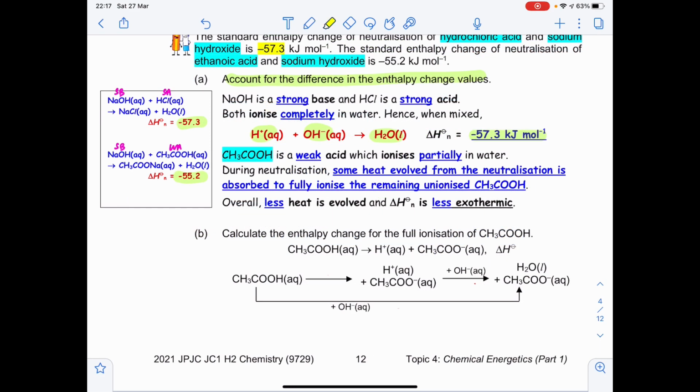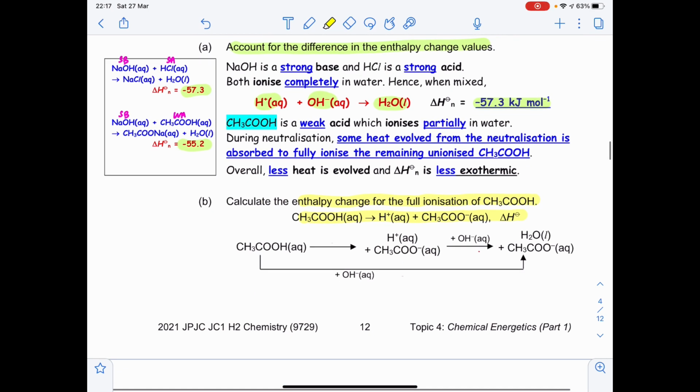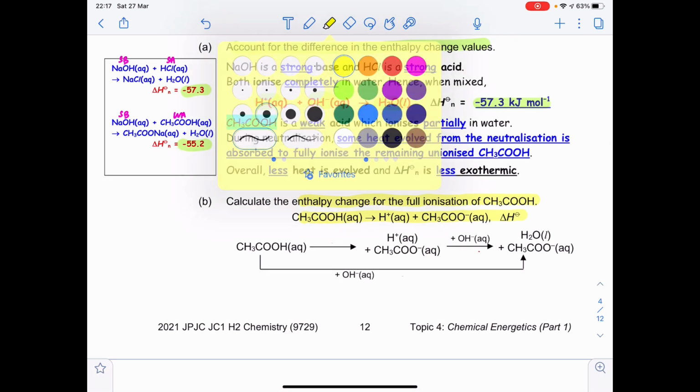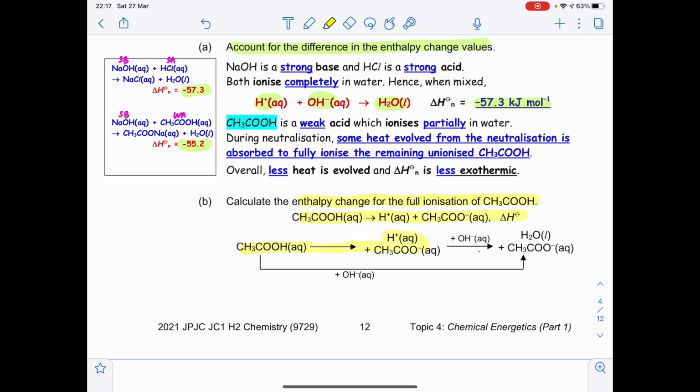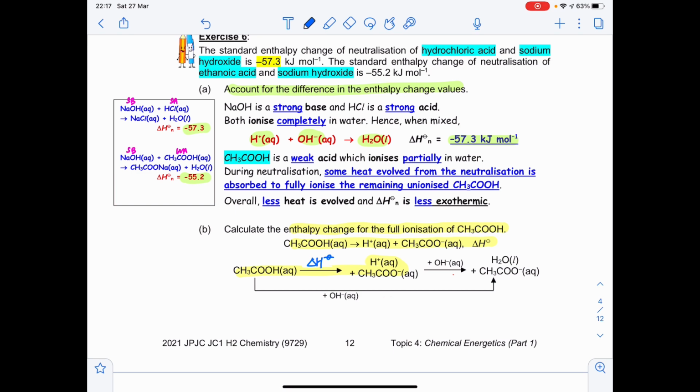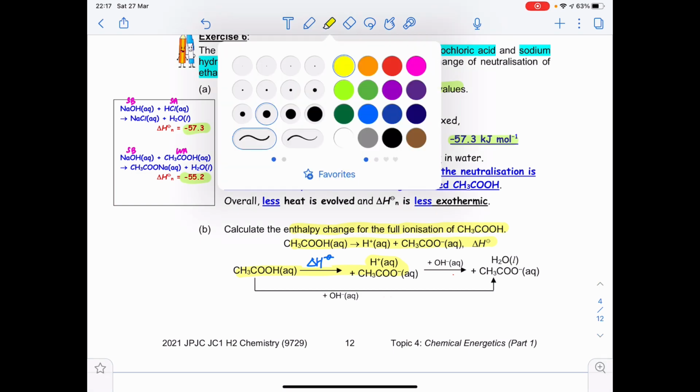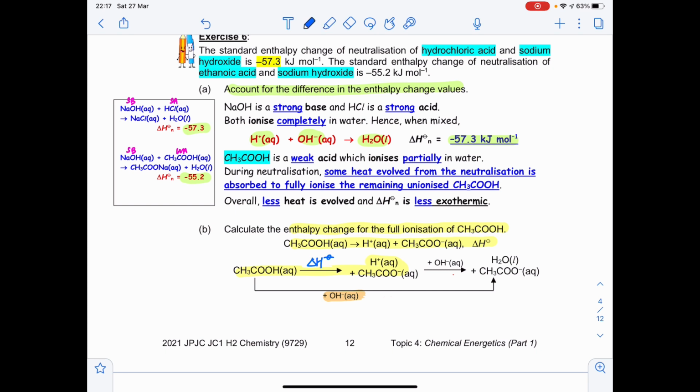For part B, you have to calculate the enthalpy change for the full ionization of the ethanoic acid to form its aqueous ions. So this is the equation that you want to find. And the given enthalpy symbol is ΔH. So when the weak acid is mixed with sodium hydroxide, which can be represented by OH⁻ because it's a strong base, the given enthalpy value is minus 55.2. It will form water and give CH3COO⁻ after the reaction.